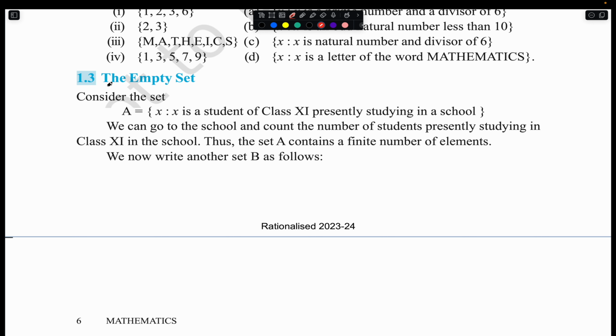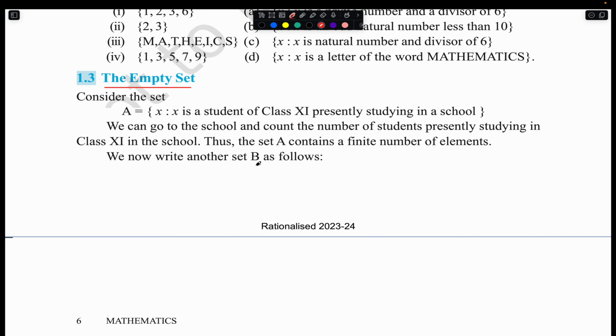So the first classification is the empty set. What sort of sets do we call an empty set? Let's see with an example. Consider the set A, the set of all x's, where x is a student of class 11th presently studying in the school. If we have been given this set, we can definitely go to the school and count the number of students presently studying in class 11th, right? So we can clearly see that set A contains a finite number of elements.